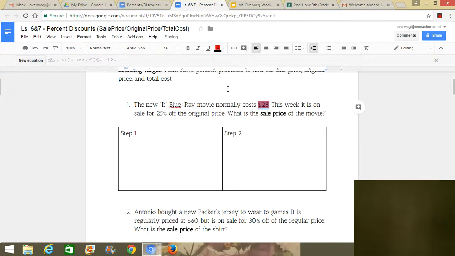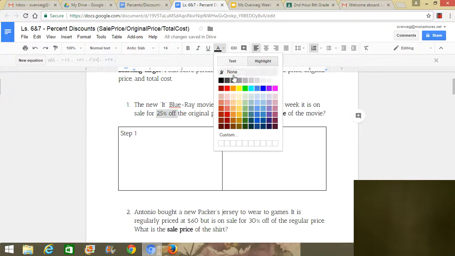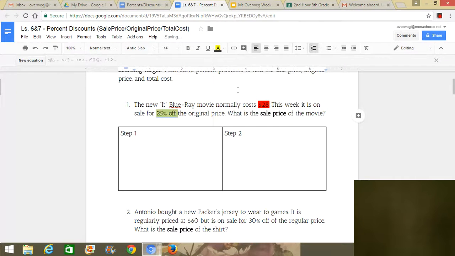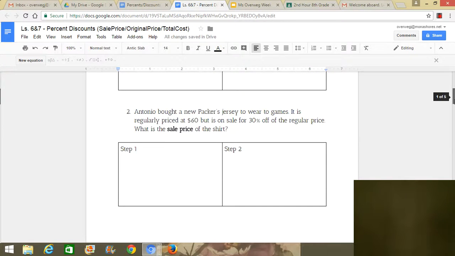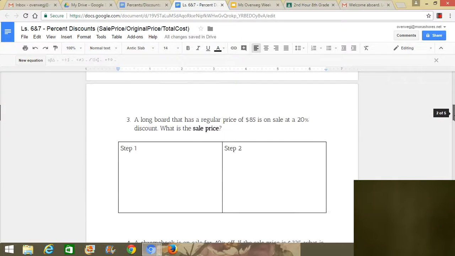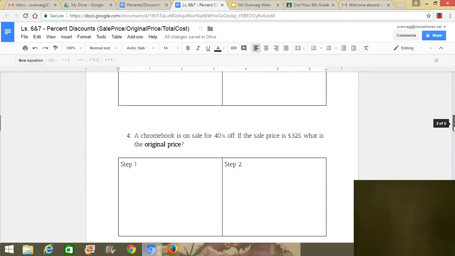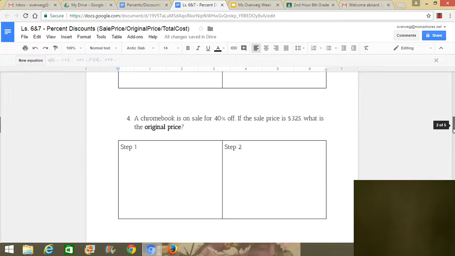We have $28. We have 25% off. Okay. And we're finding the sale price. So use your blue foldable to help you find these things, okay? So this would be the sale price tab. If we look at number 2, that's another sale price problem. Number 3 is another sale price problem. Number 4 is the original price.